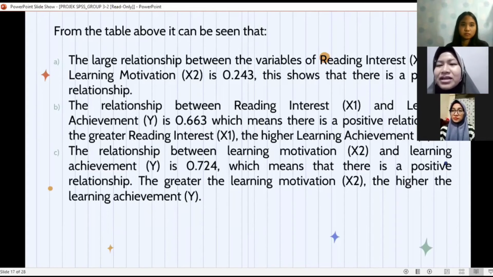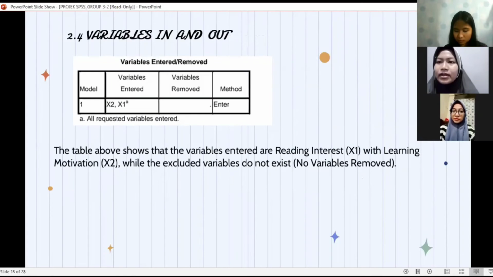The relationship between learning motivation X2 and learning achievement Y is 0.724, which means that there is a positive relationship. The greater the learning motivation X2, the higher the learning achievement Y. Variable entered or removed. The table above shows that the variables entered are reading interest X1 and learning motivation X2, while the excluded variables do not exist or no variable removed.